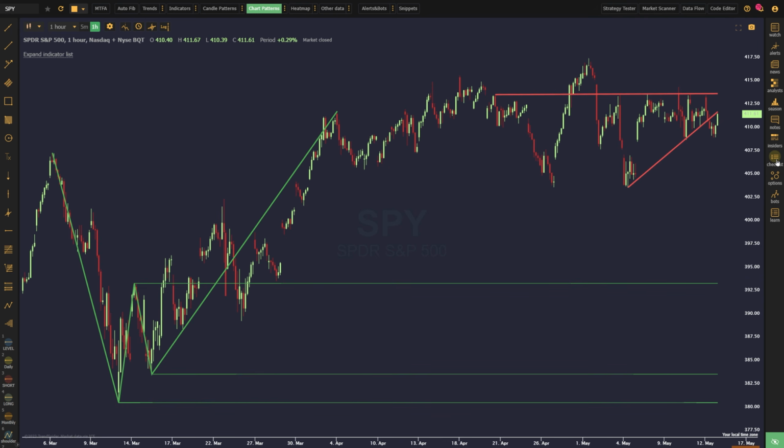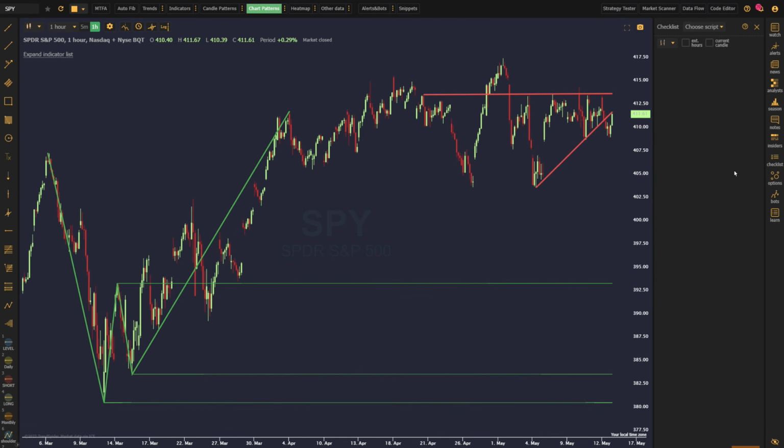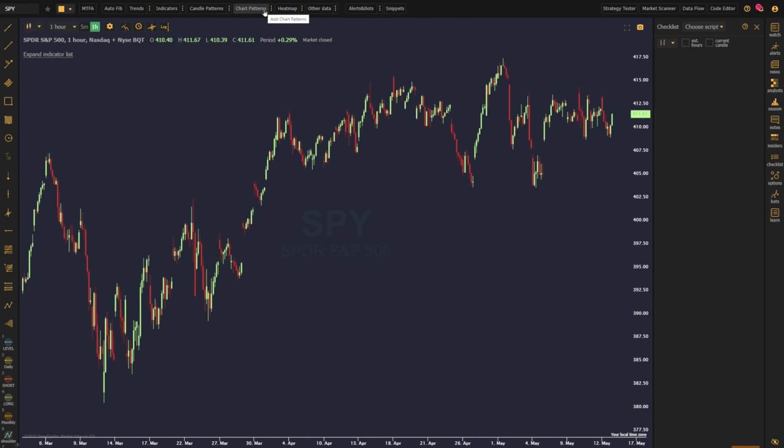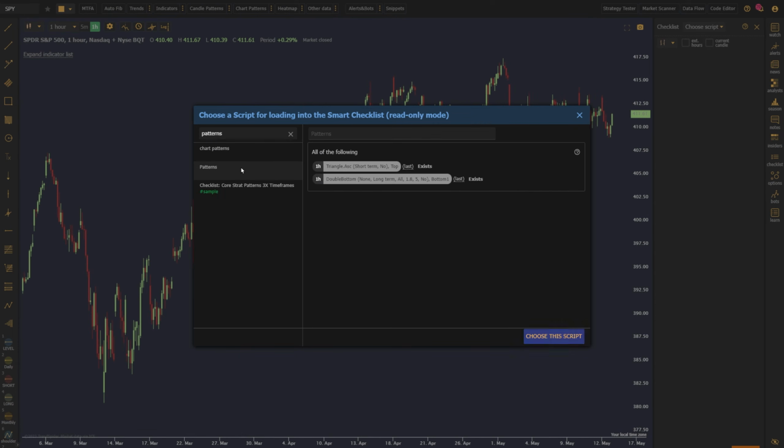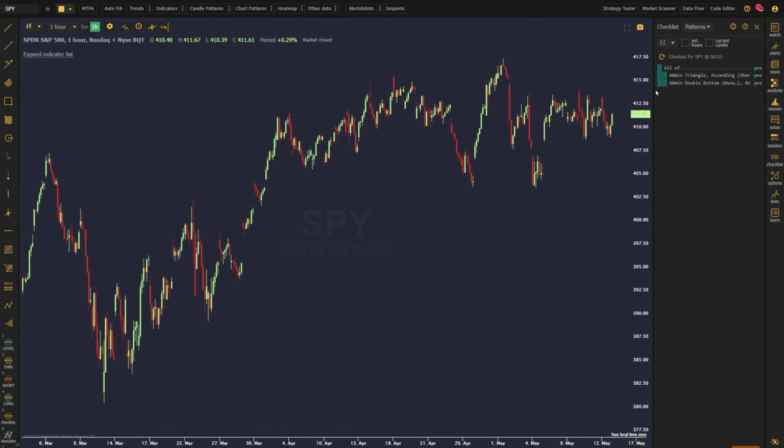Still another way to utilize chart patterns on the platform is within the Smart Checklist. The Smart Checklist is helpful if you want to know that a pattern exists on the chart but don't want to visually see it drawn. Simply create a script containing the patterns you're interested in, and then utilize that script in the Smart Checklist. The checklist will return a list of all the patterns currently present on the chart in real time.